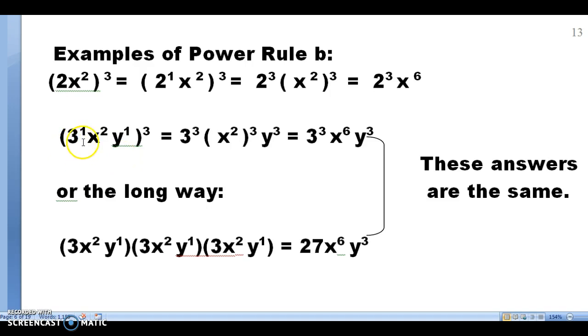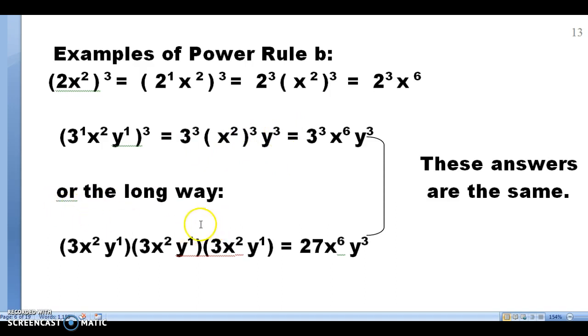So the 3 has an exponent of 1, the x has an exponent of 2, and the y has an exponent of 1. We're going to take each one separately of their exponents and multiply them by the 3 on the outside. So the 3 is going to be 1 times 3, and it gets a 3. The x to the 2nd is going to be multiplied by the 3rd. So that 2 times 3 is going to give us a 6. And then we go to the y, and 1 times 3 gives us a 3 for its exponent.